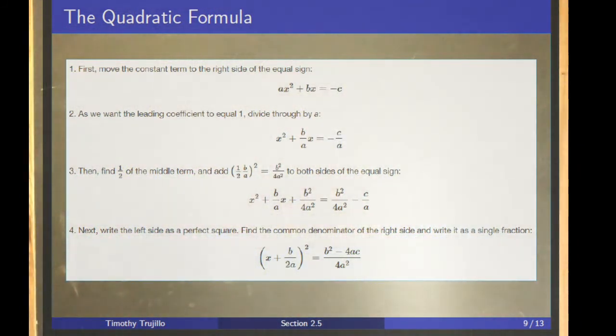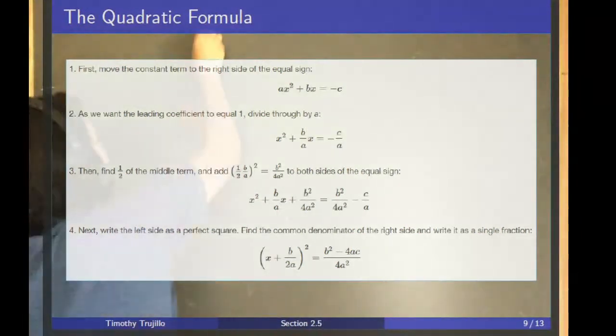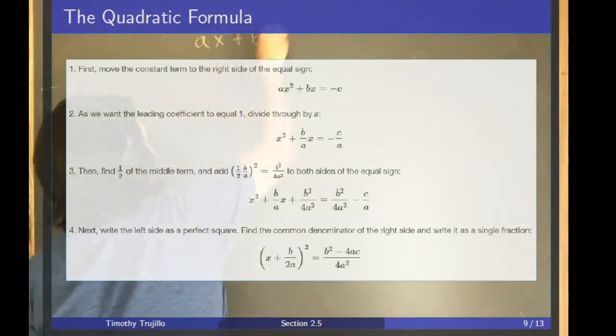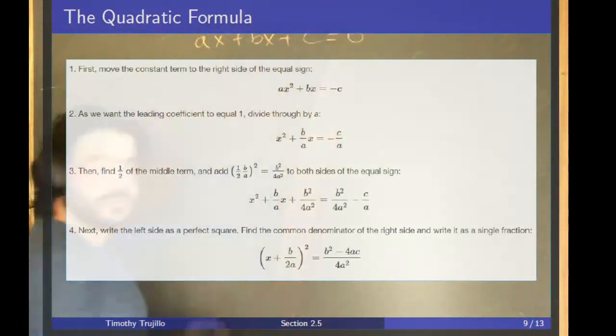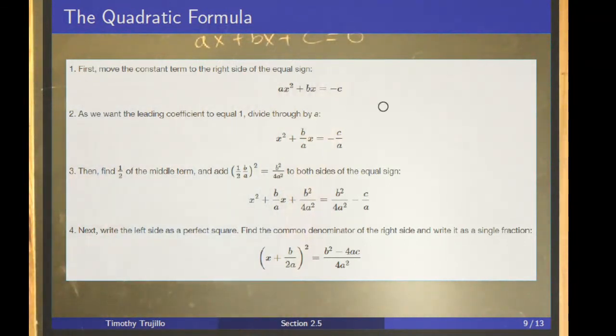So let's say we started with ax squared plus bx plus c is equal to 0, okay? The first step we would do is we'd isolate the x's on one side, so subtract c from both sides. Then we'd want to make sure that the leading coefficient, the one that's next to the x squared, is a 1. So we would divide both sides by a. Here we get b over a, and here we get c over a. And that's what we did in the last example, right? We divided by that 6.